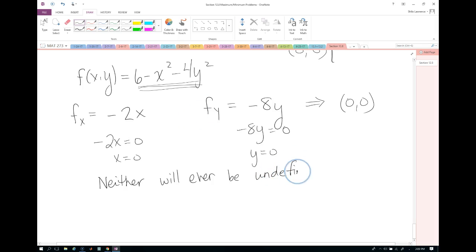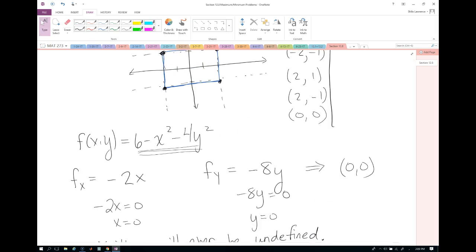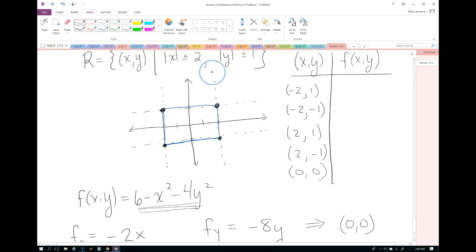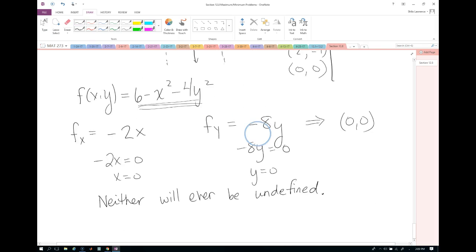So the undefined part of critical values we don't even need to do on this one, just the equal 0. So we've got one critical value in the interior. Now we need to check our boundaries, and that's why I drew these dashed lines, because those are our boundaries. We need to know when x is 2, the vertical right-hand boundary, if we have any critical points, and then when x equals negative 2, if there's any critical points. If y equals 1 or y equals negative 1, are there any critical points?